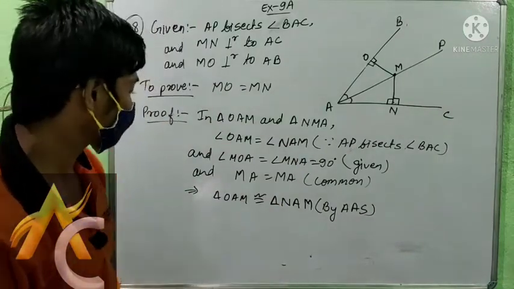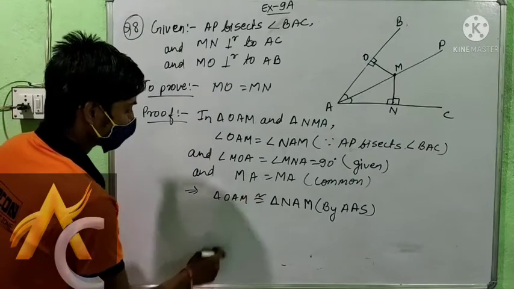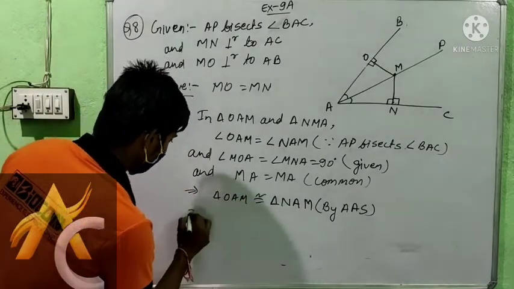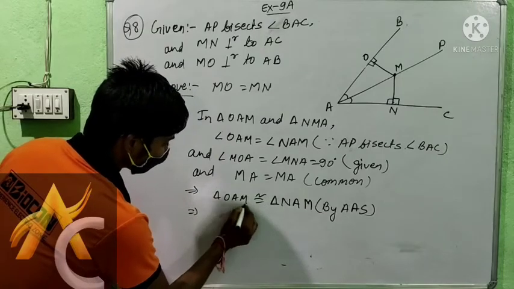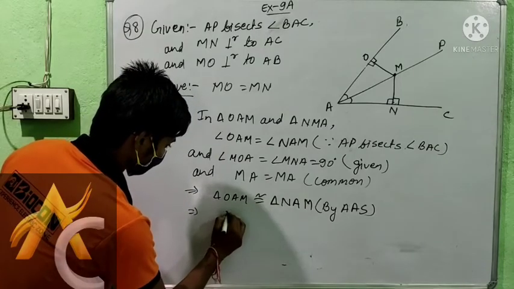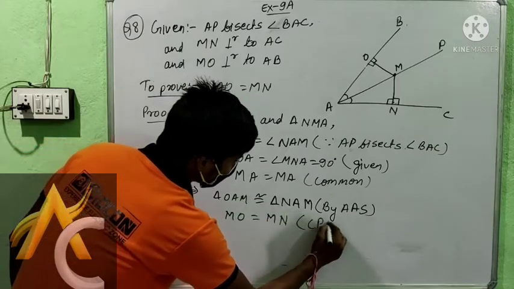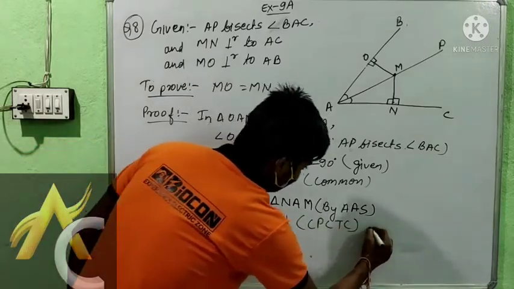Now we have two congruent triangles. So by comparing these, we can write OM is equal to NM. That implies MO is equal to MN. Reason? CPCTC. Hence proved.